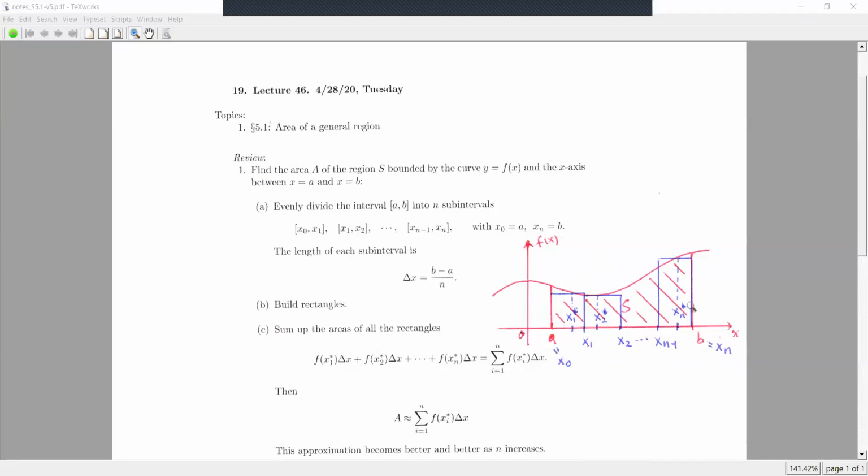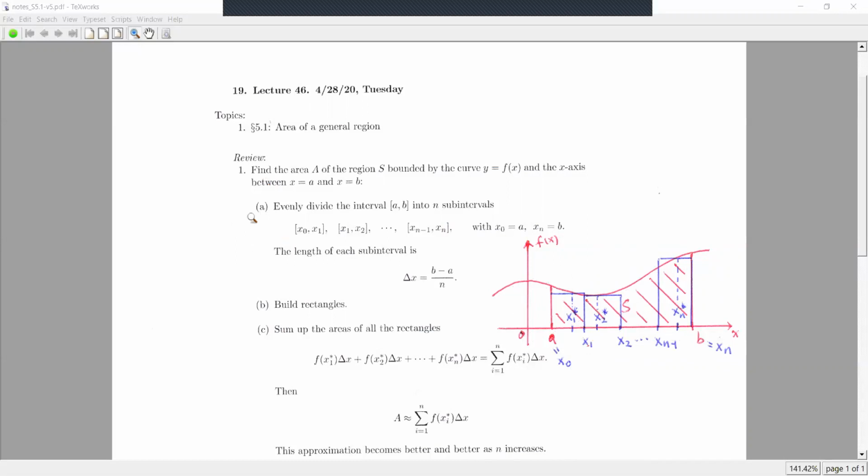Here, I draw a diagram about the region S. This region S lies between this curve and the x-axis and between A and B. And I want to find the area of the region S.